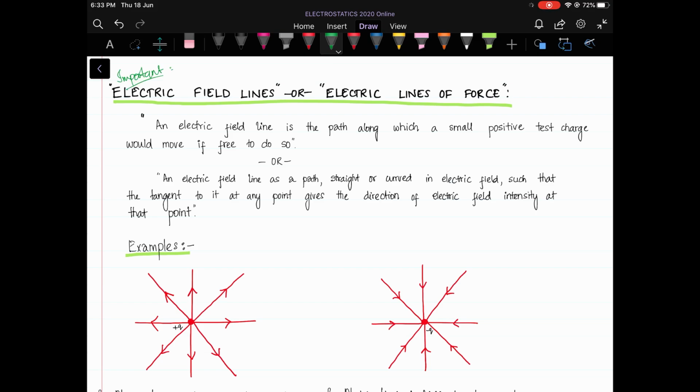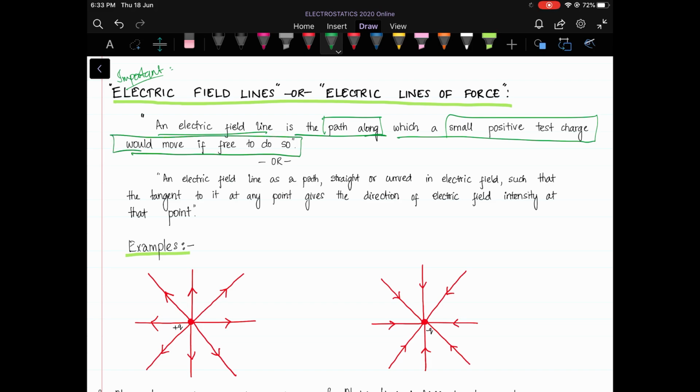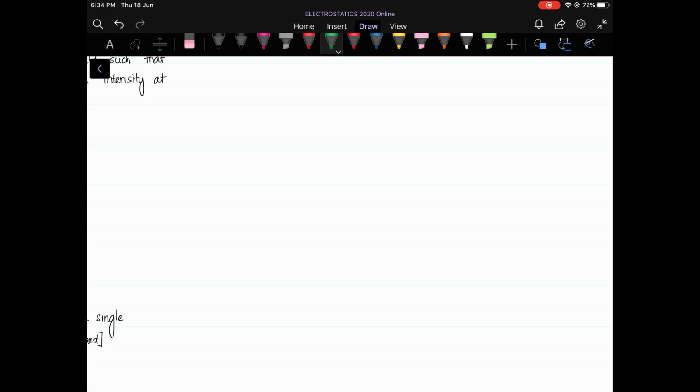Let's read once the definition first. An electric field line is a path along which a small positive test charge would move if it is free to do so. What it means is that, suppose we have a source charge of plus Q, and of course we know that this source charge will create electric field around it.